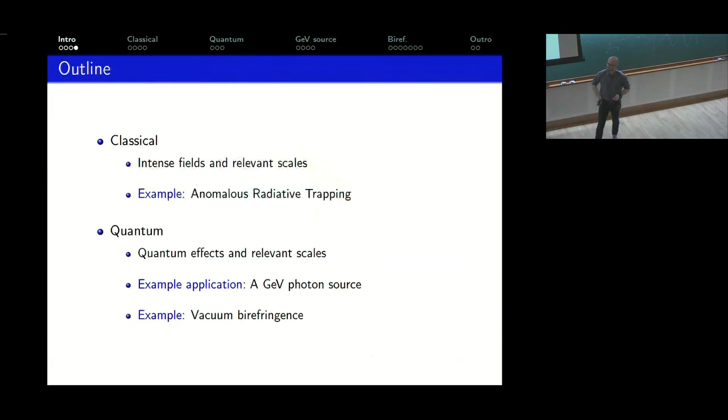So, here's an outline of the talk. Start off with classical physics and laser backgrounds. We'll look at what we mean by intense fields or strong fields, look at the relevant scales, and we'll look at an example. Then we'll turn to quantum effects and do the same thing. We'll look at when quantum effects become important, and then we'll go through a couple of examples, one of which is somewhat applied in the sense that I'm going to focus on using quantum effects to generate a GeV photon source for use in science. And the second example will be vacuum birefringence. This is more theory-orientated.